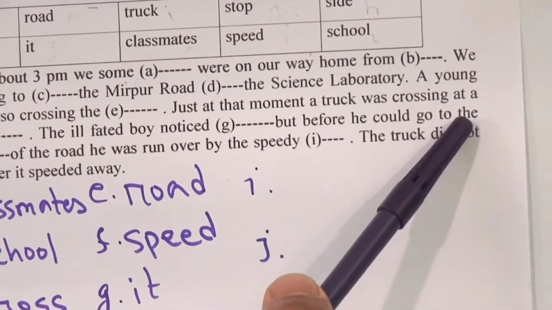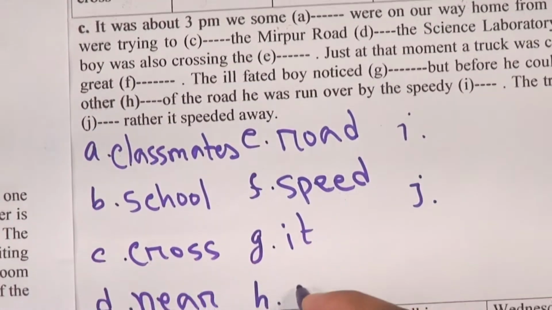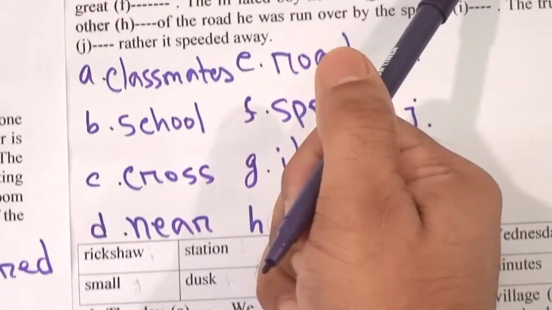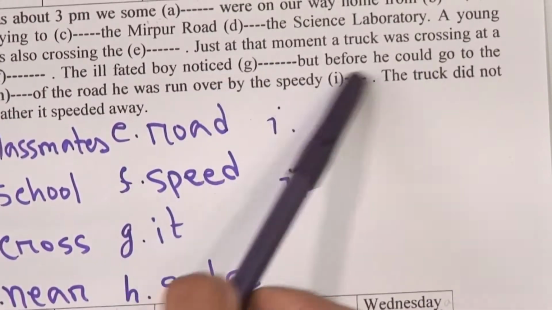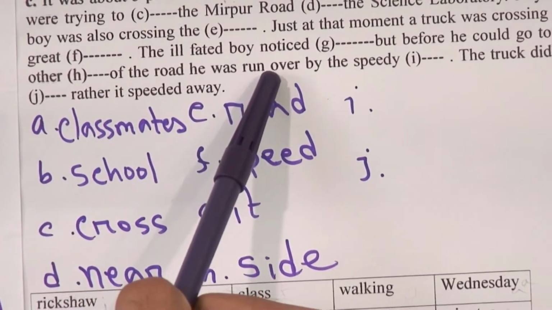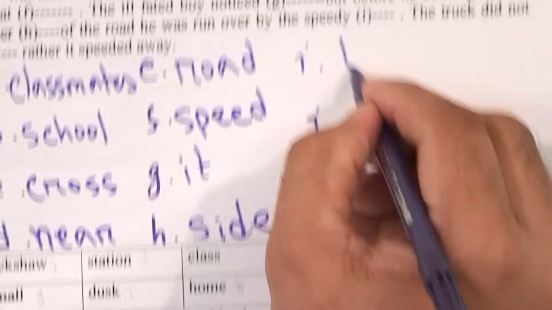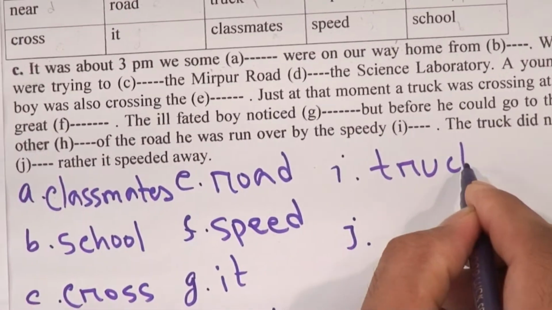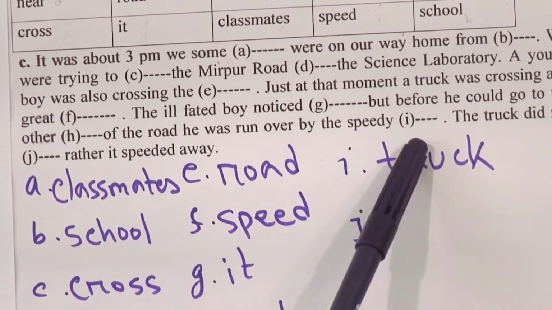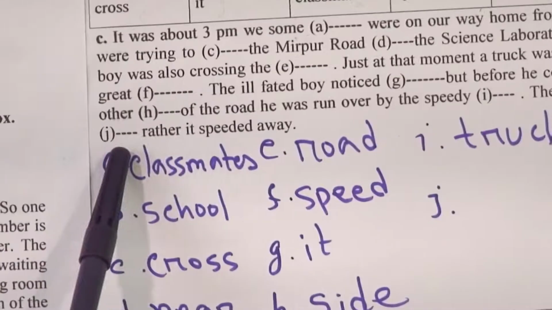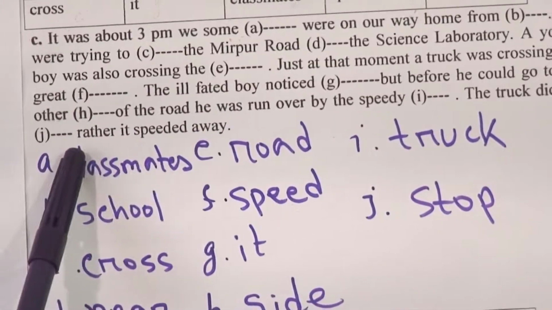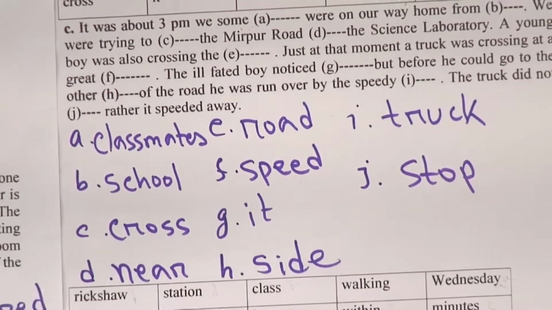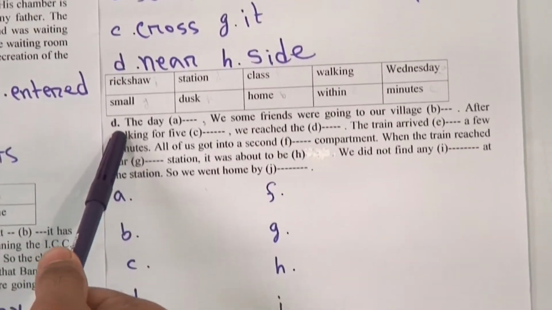But before he could go to the other side, what is given here? Other side of the road, he was run over by the speedy truck. What a shocking news for us. The truck didn't stop, rather it sped away. Very shocking news for us. Okay, number D is done.